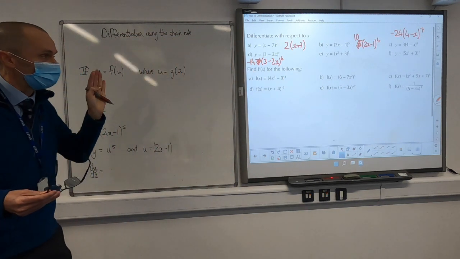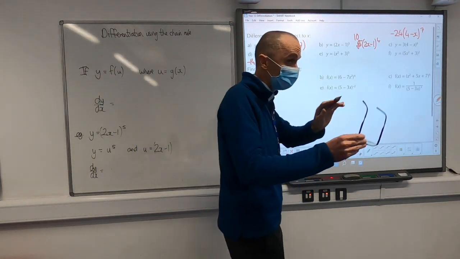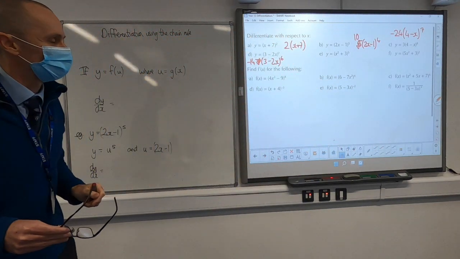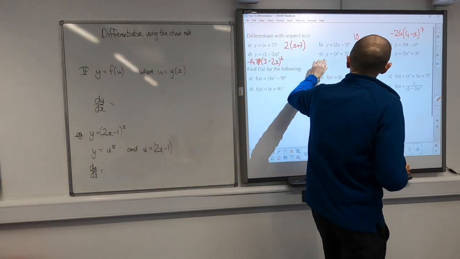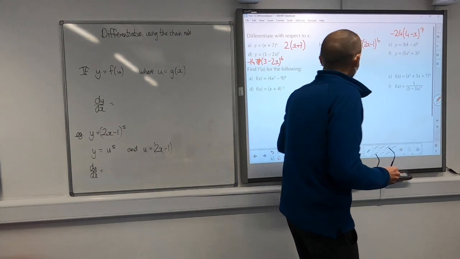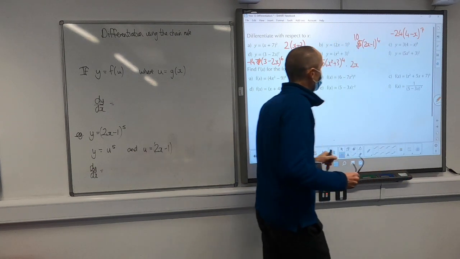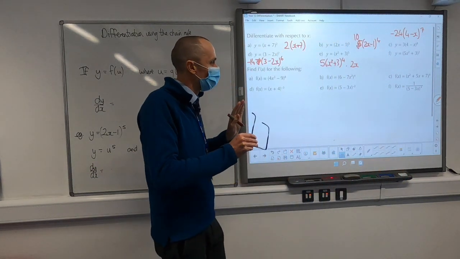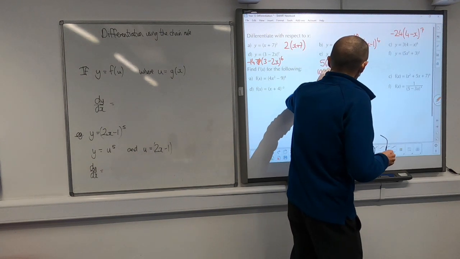There's nothing wrong with doing it in one go. If you want to write it as 7 blah, blah, times minus 2, that's brilliant. But you'll find pretty soon you get to do it in one go. Here, I might do this one in two steps. So I get 5 lots of the bracket to the power of 4 multiplied by what I get when I differentiate the bracket, which in this case is 2x. So that means my final answer is 10x times that bracket to the power of 4.